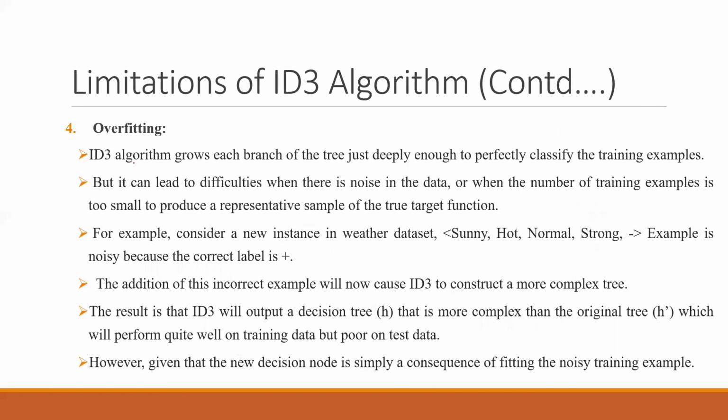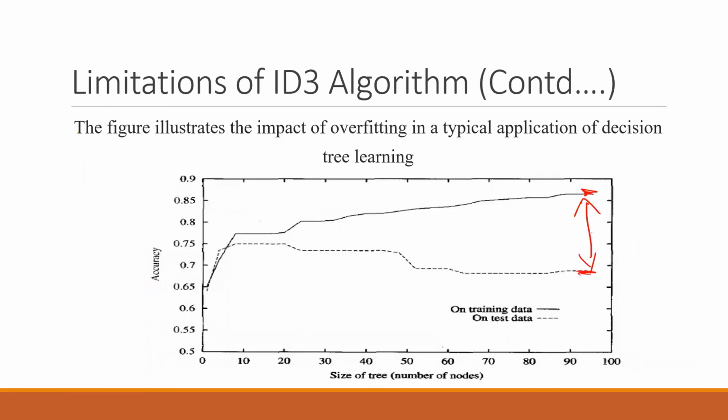Let's read these points quickly. The ID3 algorithm grows each branch of the tree just deeply enough to perfectly classify the training examples. So when you are making different nodes and deciding which one to make the root node and then move ahead, all those things have to be considered. It tries to make deep connections, but when you make too many splits every time, it may lead to a very complex decision tree, and it might lead to your model overfitting.